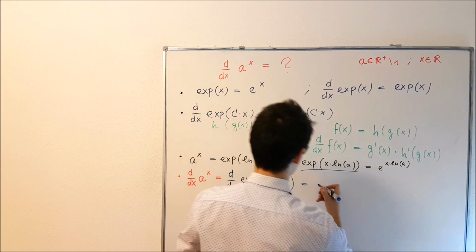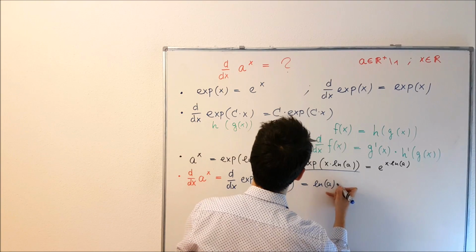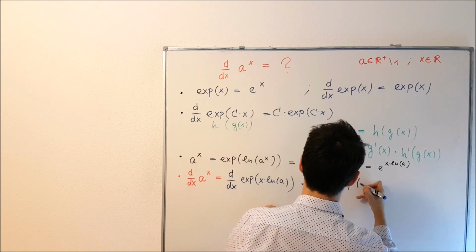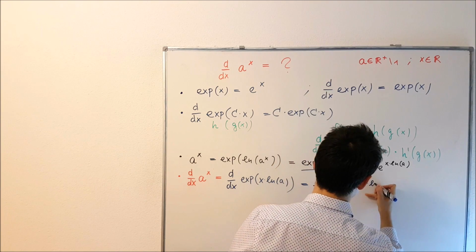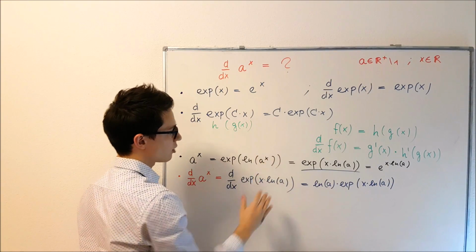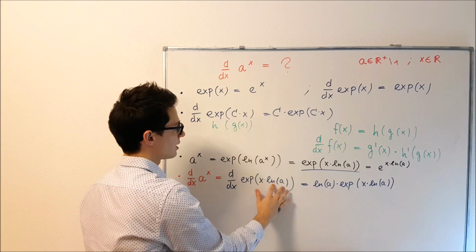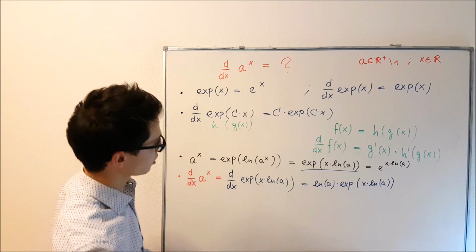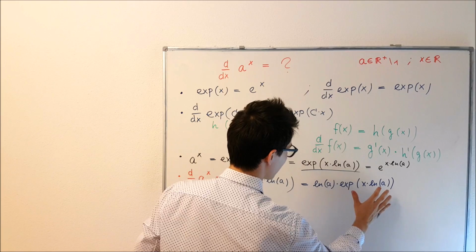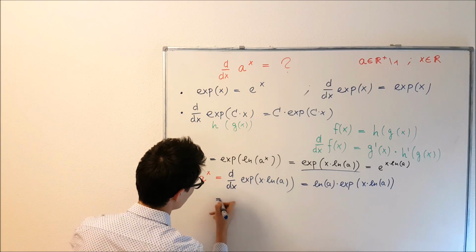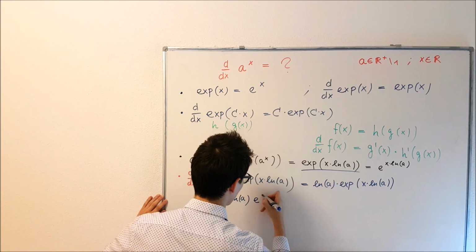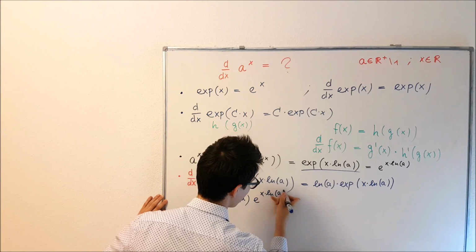So we get ln of a times exp of x times ln of a. And yes, ln of a is simply again a real constant because there's no argument in here and a is just some constant base. Alright, and we can rewrite this also as, if you like, ln of a times e to the power x times ln of a.